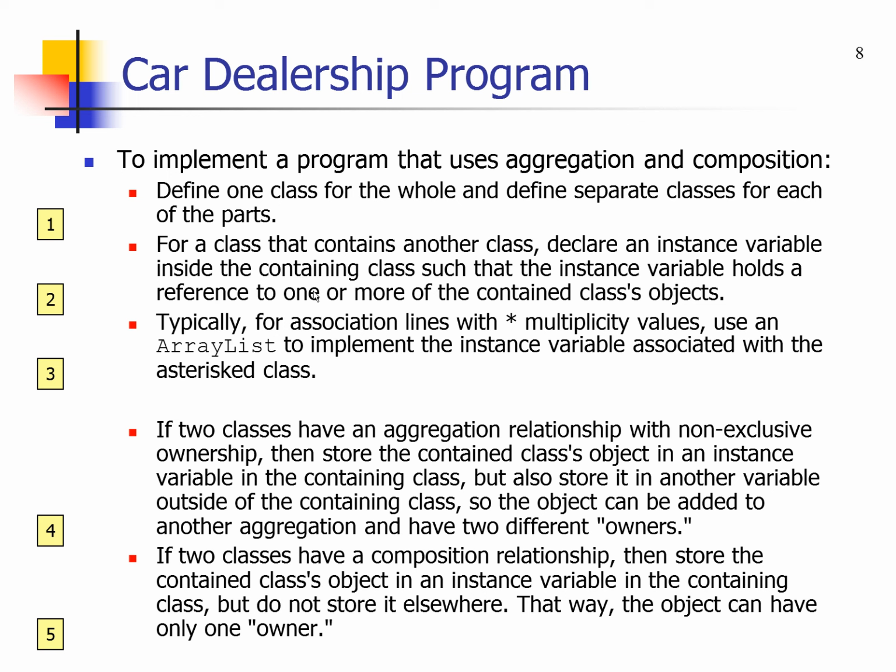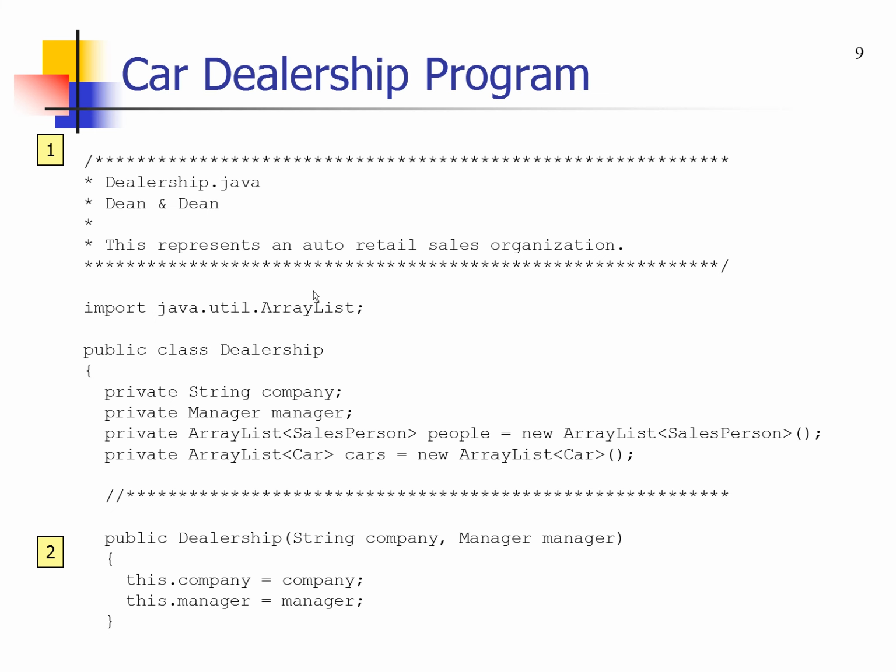So if two classes have a composition relationship, then store the container objects in an instance variable in the container, but don't store it anywhere else. Again, we will be seeing how that works here in a second. The next bunch of slides goes through the program.